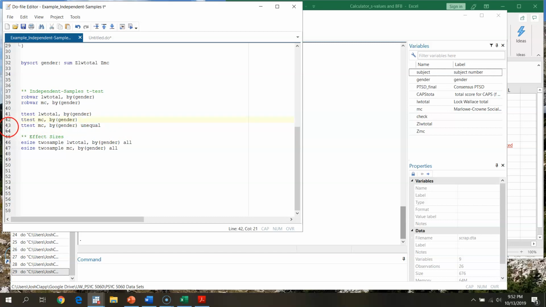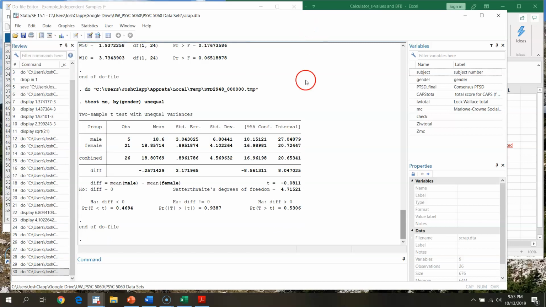Here in Stata, we'll just request the same t-test. We'll just specify unequal here at the end, and this is just telling Stata to run our test without assuming equal variances. And so if we go through and run that, we've got our t-test, Marlowe-Crown by gender, unequal, and Stata is telling us we're running a two-sample t-test with unequal variances. Okay, so again, descriptives for men, descriptives for women, descriptives for the full sample.